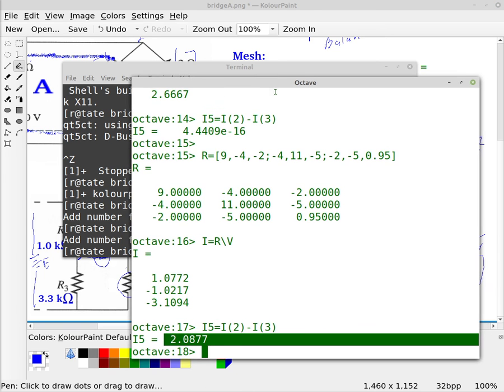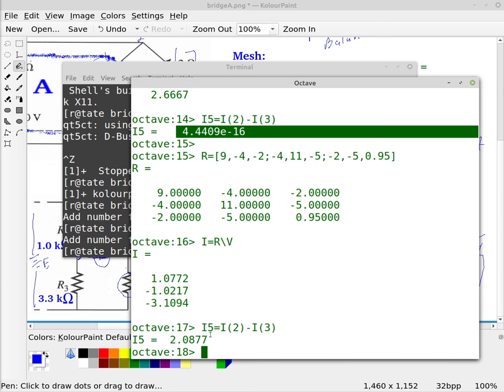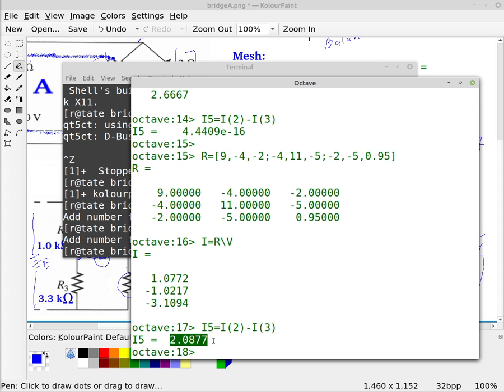So that was basically a 5% change in resistance, right? So from 1 ohm to 0.95 ohms, so that's about a 5% change in resistance, and yet I had a huge change in the current, right? The current went from 0 up to 2 amperes.